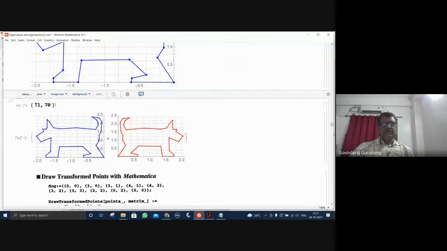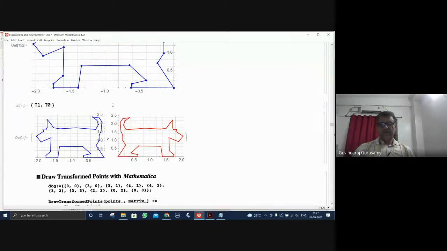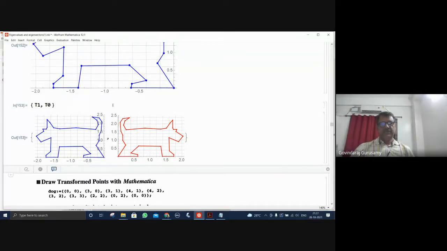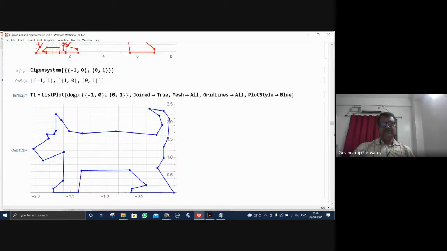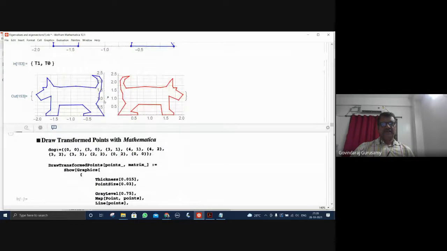And I am going to see T1 and T0 of this type. You can see. What happened? It's getting inverted, is it not? You can see the axis here, x-axis, like a mirror image of this, right? I just multiplied with this minus 1, 0, 0, 1. Then replotted, this is the result that I am getting.